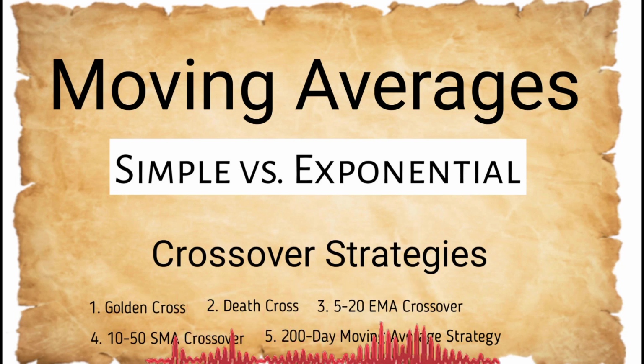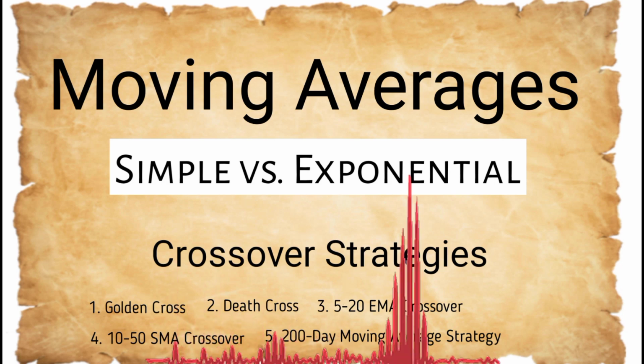Now, compare that with the exponential moving average, EMA. The EMA gives more weight to recent prices, so it reacts faster to price changes. This makes it more useful for traders who need quicker signals. If the market suddenly shifts, the EMA will reflect the change much faster than the SMA.